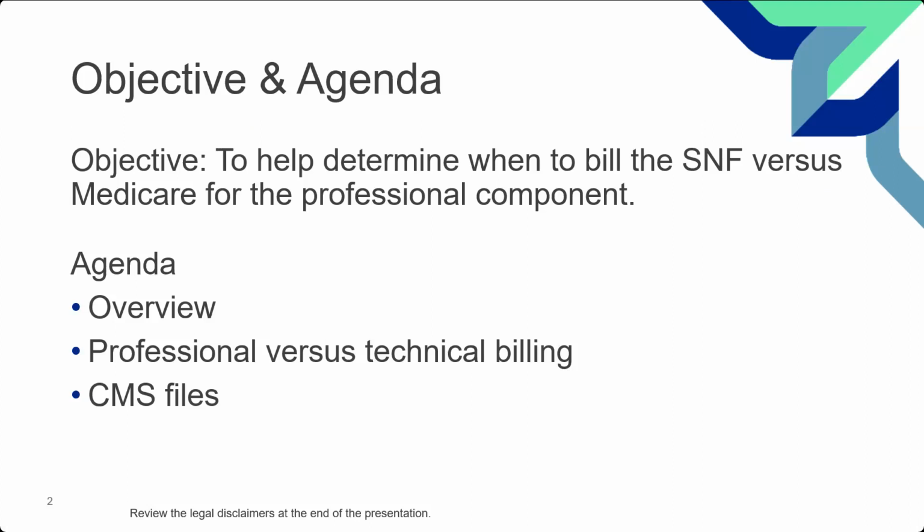We're then going to look at professional versus technical billing and making sure that you get those to the right place. We'll also then continue on and move to the CMS files and how do you know which codes you have to split bill? Keep in mind, again, when I say split bill, what I am saying is that you will bill one component to Medicare and the other component to the skilled nursing facility. Split bill it. All right, here we go.